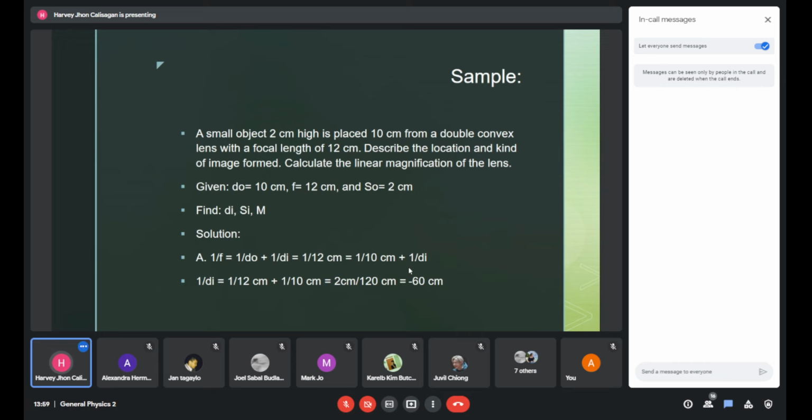So we have the given of DO, which is 10 centimeter, F is 12 centimeter, and the SO is 2 centimeter. Then find the DI, the SI, and the M.